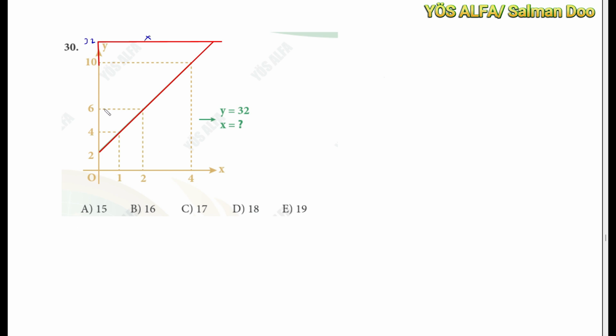So we are asked to find this x when y is equal to 32. Okay, I'm going to use this line, which is 2. So 2 over x from the similarity of the triangles. You can see that this over that. So 6 minus 2 is 4, and 32 minus 2 is 30. 2 times 2. So x is 15. We get the same result as before.